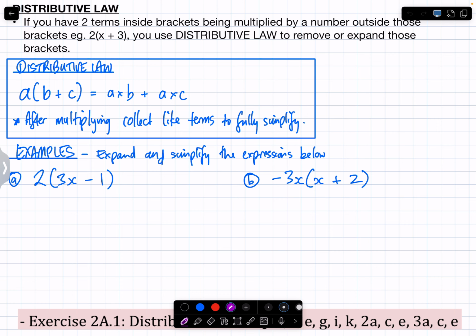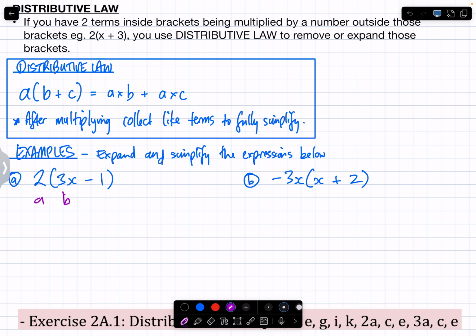Example A, I'm going to do laboriously. I'm going to do overly too many steps, okay? In example A, which one of those is A in the toolbox? The 2 on the outside, so I'm doing this overly laboriously. What's B in that? The 3x. What's C?